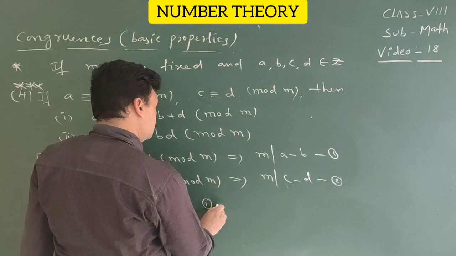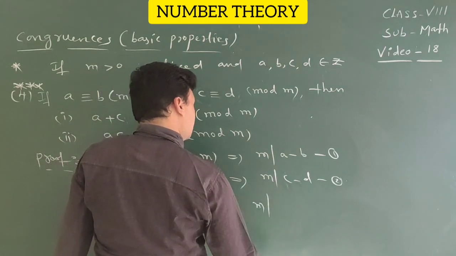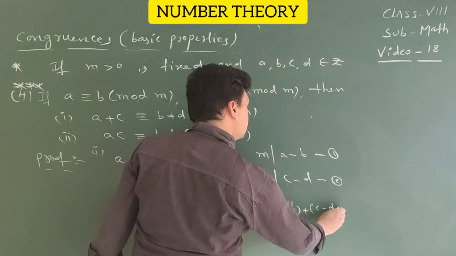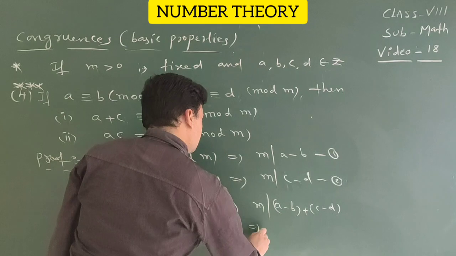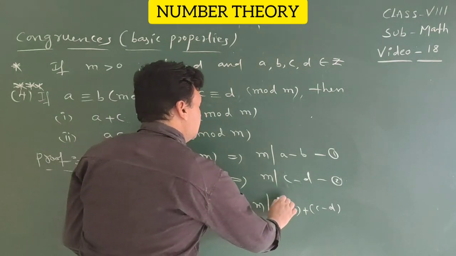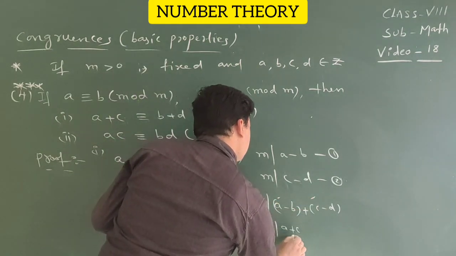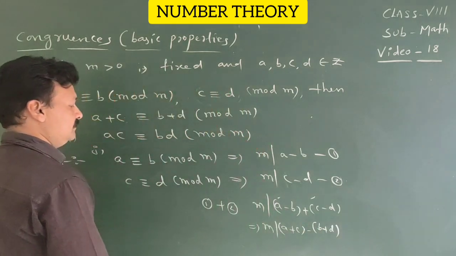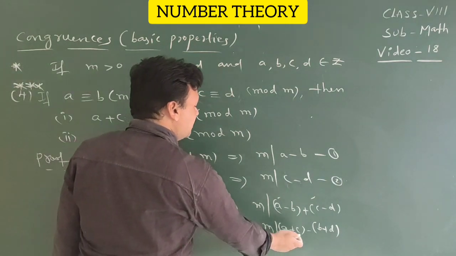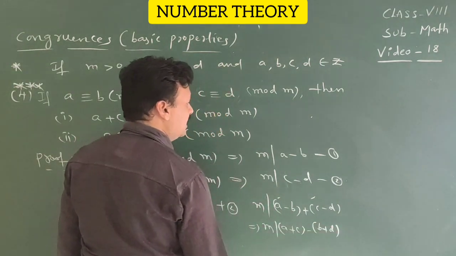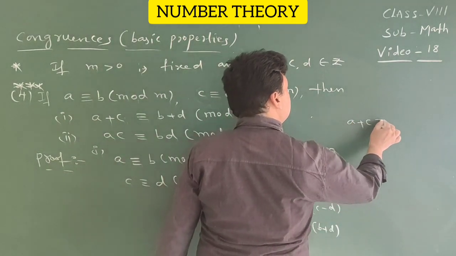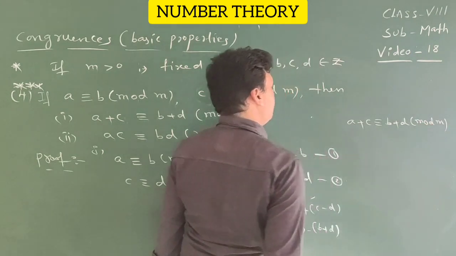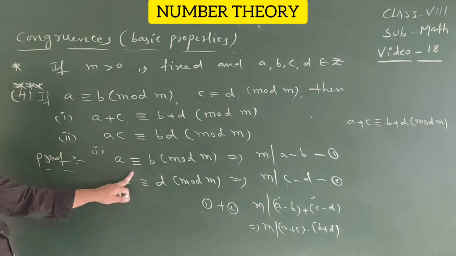On adding 1 and 2, M divides A minus B plus C minus D. So M divides A plus C, taking minus common, minus B plus D. So M divides A plus C minus B plus D, which means A plus C is congruent to B plus D mod M by using this condition.